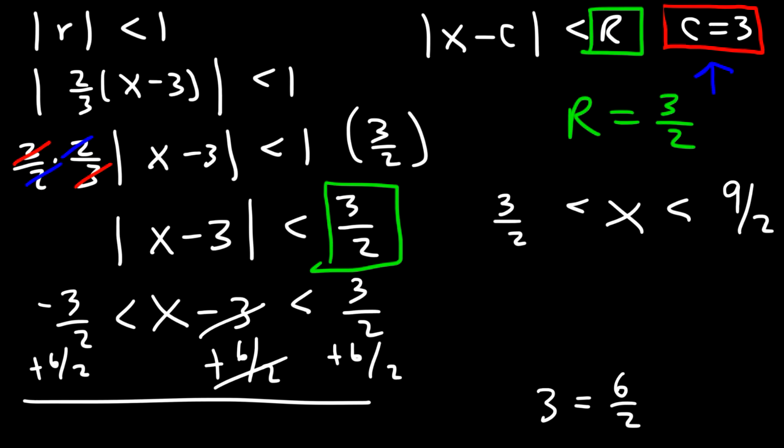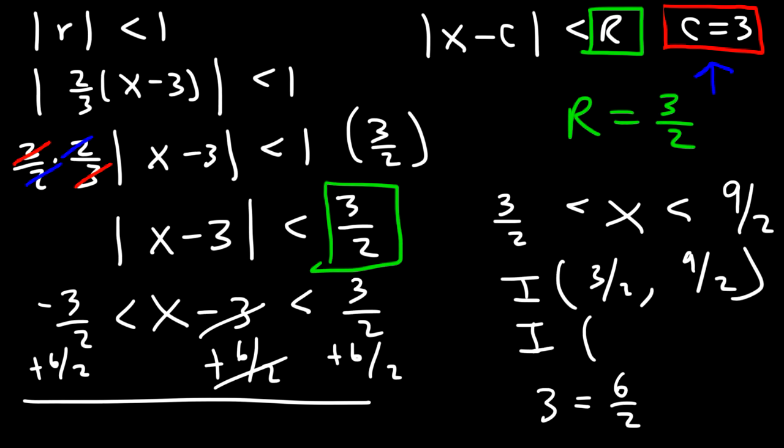So as a decimal, you could say that the interval of convergence is between 3 over 2 and 9 over 2. 3 divided by 2 is 1.5, and 9 divided by 2 is 4.5. So anywhere between 1.5 and 4.5, the power series will be a very good representation of the function. In fact, it's going to be an exact representation of the function. Anywhere outside of that, the power series will diverge.